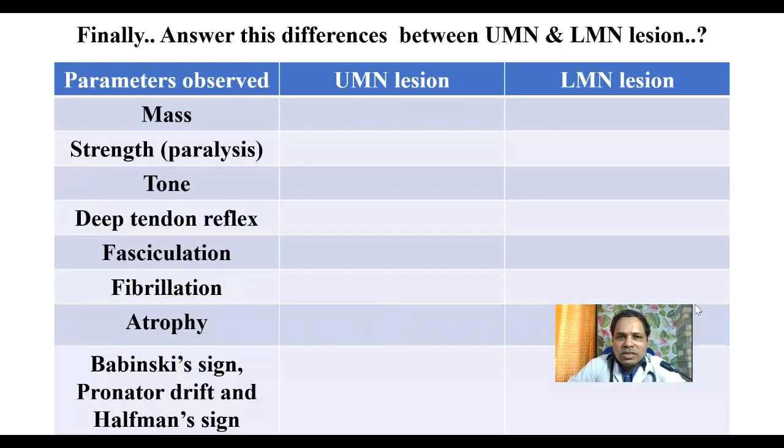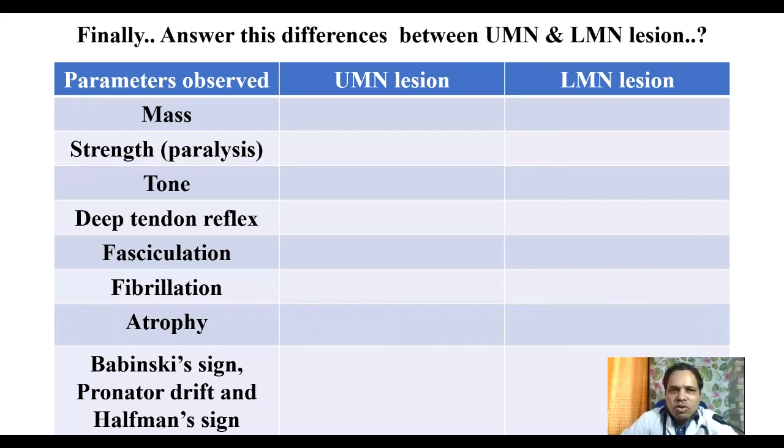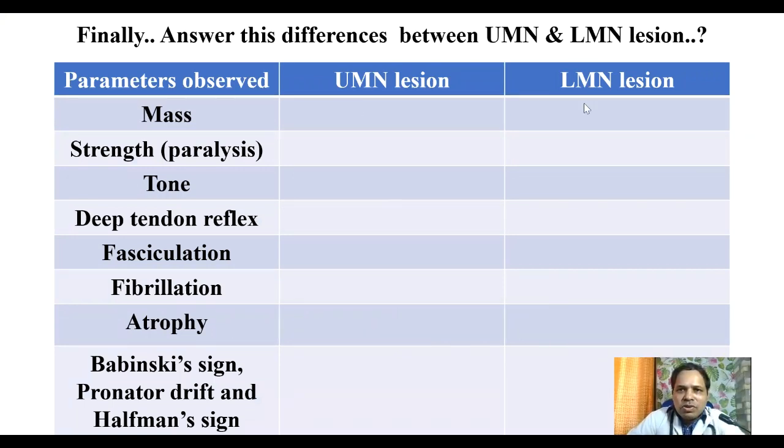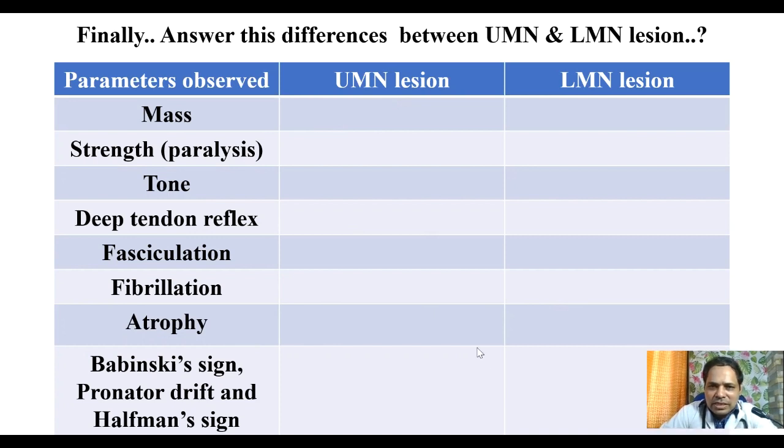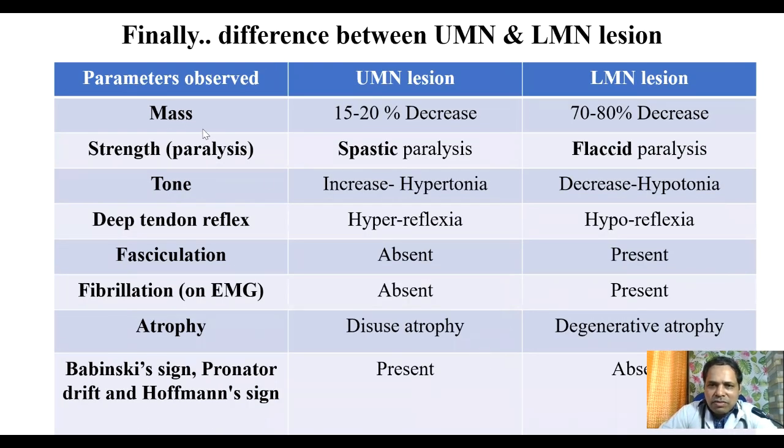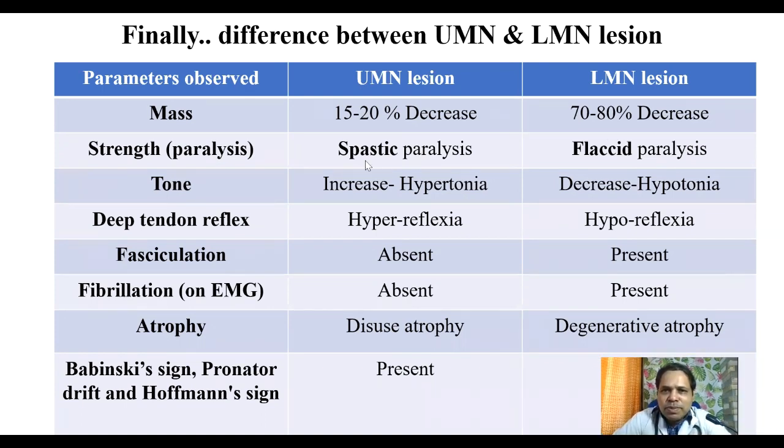So if you overall summarize, please let me know what happens in the upper motor neuron and lower motor neuron lesion. Mass, strength, tone, deep tendon reflex, fasciculation, fibrillation, atrophy, Babinski sign, pronator drift, and Hoffman sign. Okay. We'll see the difference. Muscle mass: 15-20% decrease in upper motor neuron lesion and 70-80% in lower motor neuron lesion. Agreed? Decrease, right. Paralysis: here it is spastic paralysis.